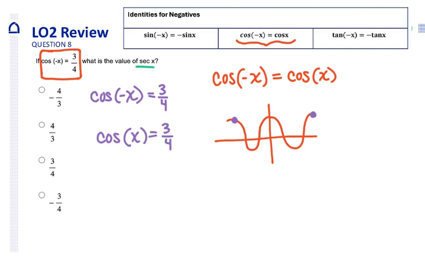Now we're wanting to know about secant of x. Well, the secant of x is just 1 over the cosine of x. So it's just 1 over 3/4. In this case it is 4/3.